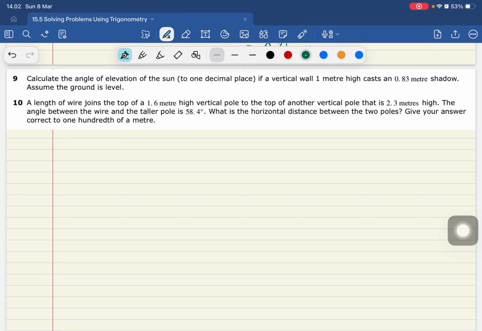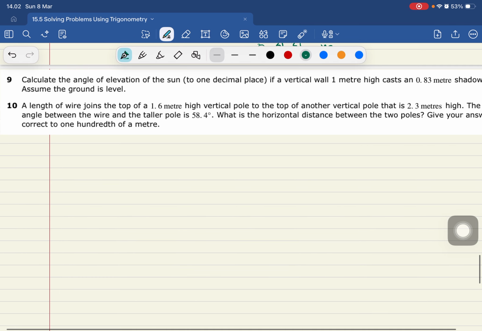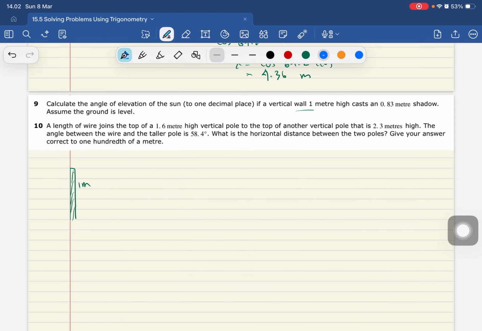Hi, in this video I'm going to solve practice questions for solving problems using trigonometry. Number 9: we need to calculate the angle of elevation of the sun, to one decimal place, if a vertical wall of 1 meter is given. Let's say this is the wall, this is the sun, and make this the shadow.